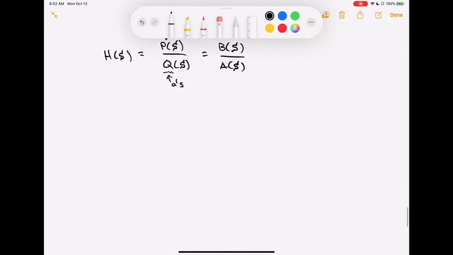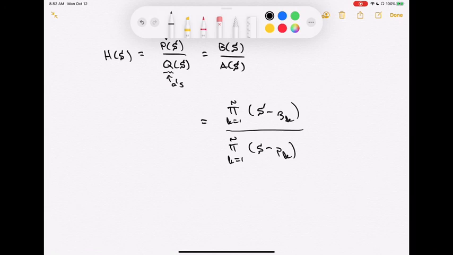If I wrote this in a factored form, B of s is an nth order polynomial. So I could do this as a product, k going from 1 to n, of s minus whatever the zeros of the system are. This is just a factored form. And I can do that over a product, k equaling 1 to n, of s minus the poles, something like that. So we could draw this in a factored form as well.